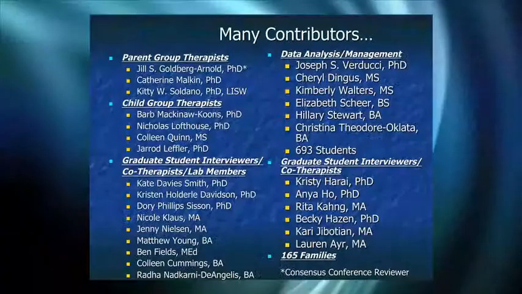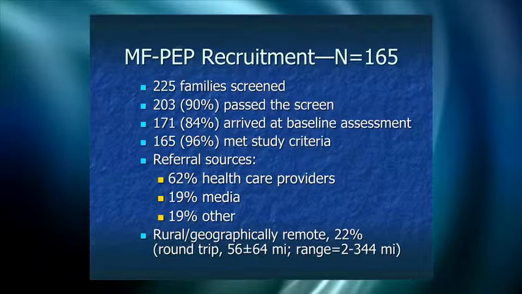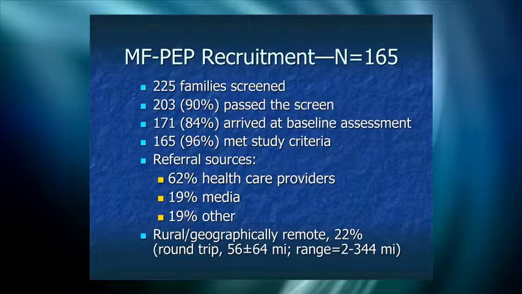Okay. Lots and lots and lots of contributors to our research. And here's the randomized control trial that we ran thanks to NIMH. We brought in 225 families. 90% of them passed our screen. Most of those people arrived at the baseline, and of those, most met study criteria.